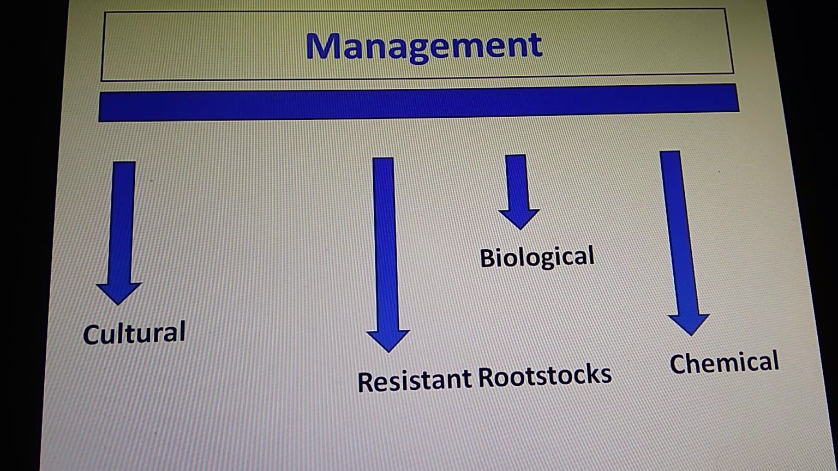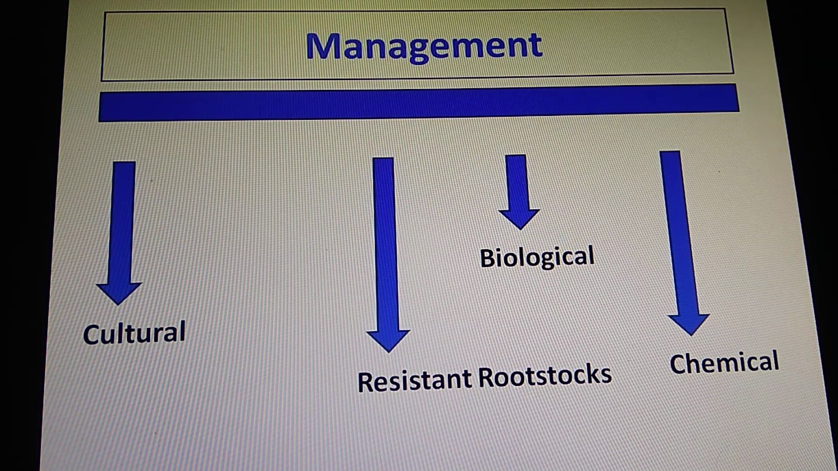For resistant rootstocks, we can go for planting cultivars like Cleopatra mandarin. Cultivar Morocco is found to be resistant to Phytophthora palmivora.